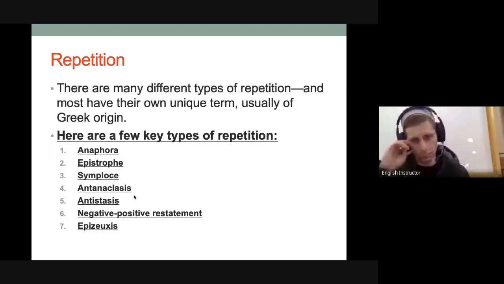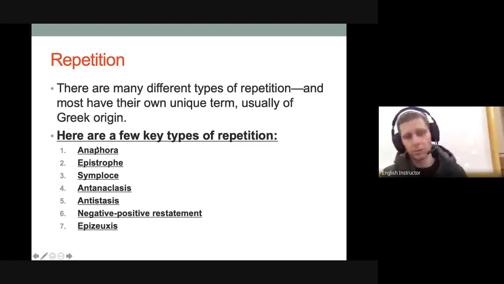And so I've included several different examples of repetition. You certainly do not need to memorize the terms here. Almost all of these different types have a Greek name of some kind, but I'm just going to quickly cover the examples of how they're used.